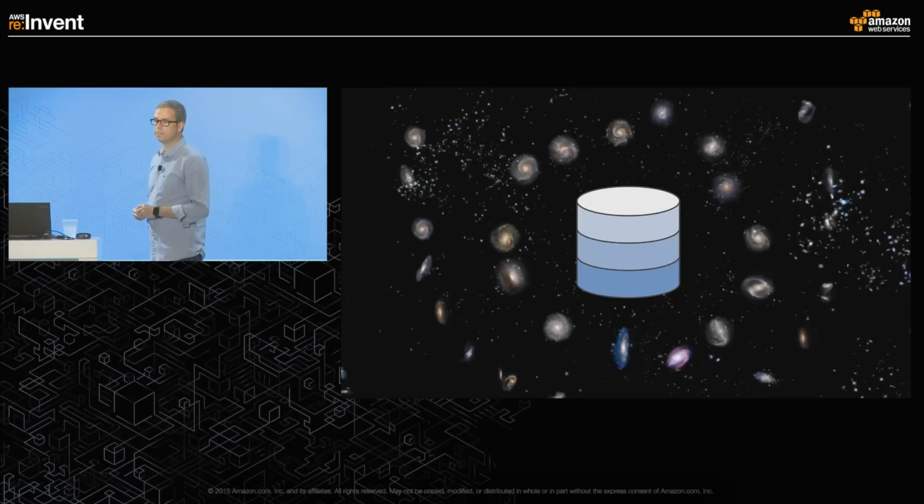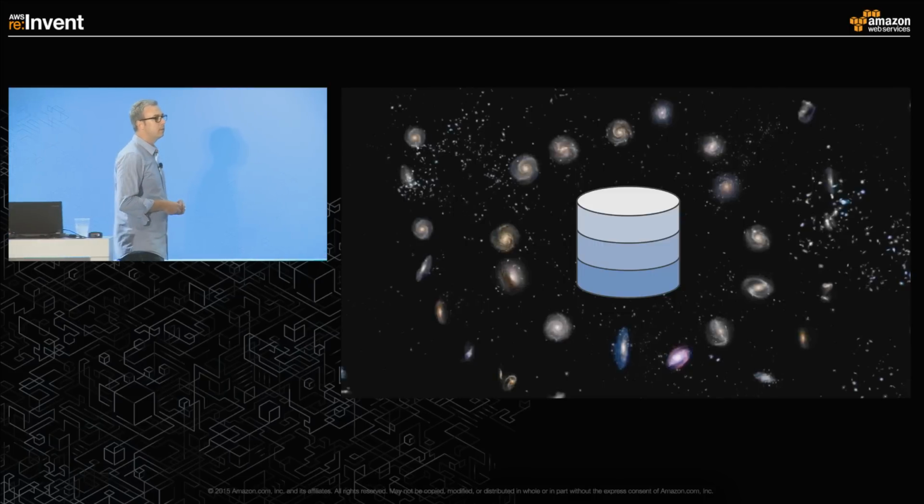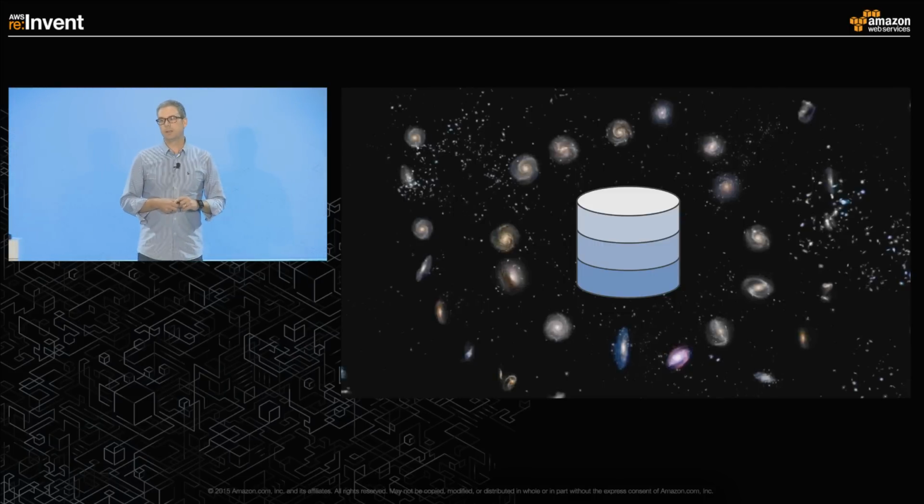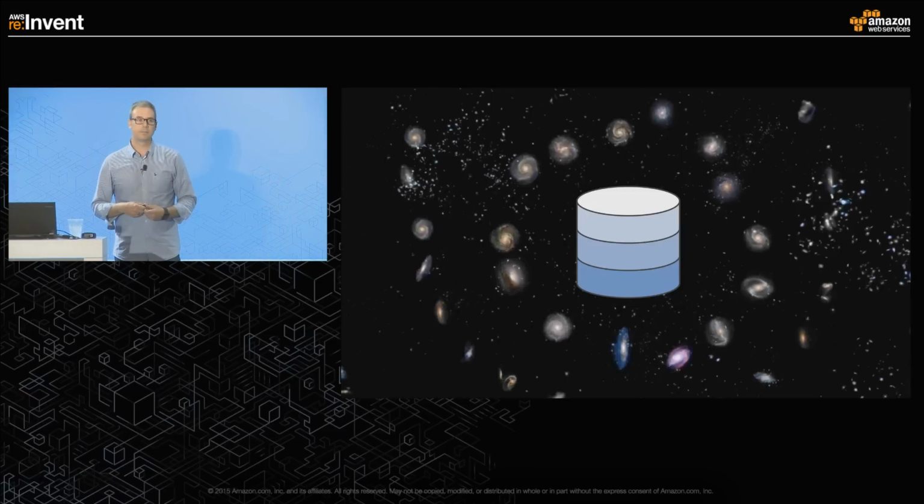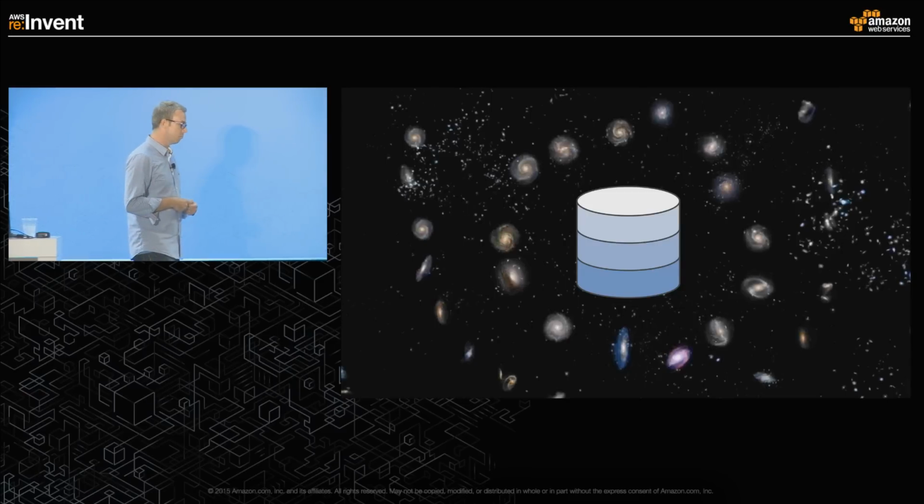So once upon a time, and perhaps some of you are still there today, the enterprise data warehouse was the center of the universe. It gave us a lot of benefits that we have taken advantage of for 20, 30 years.